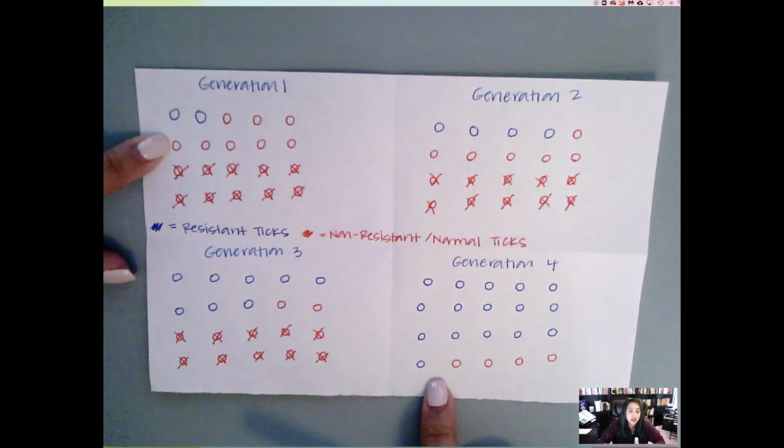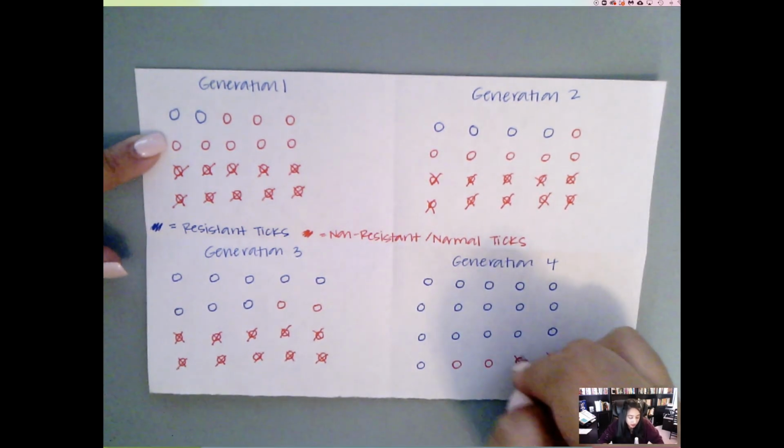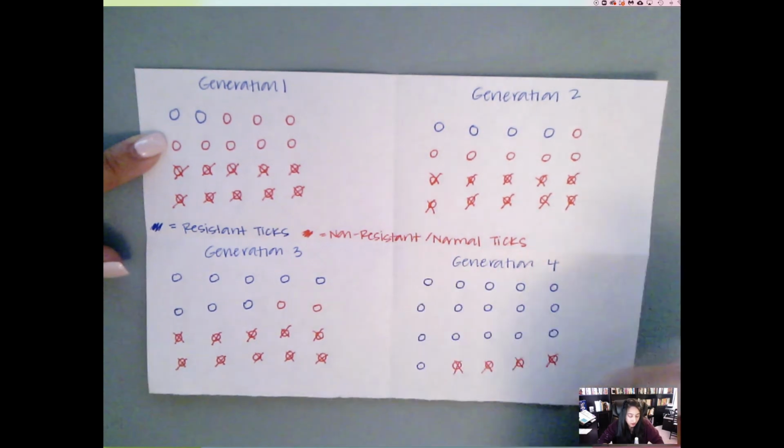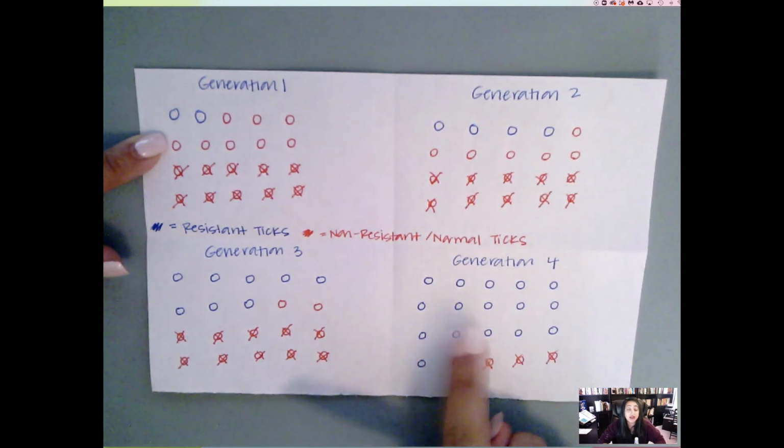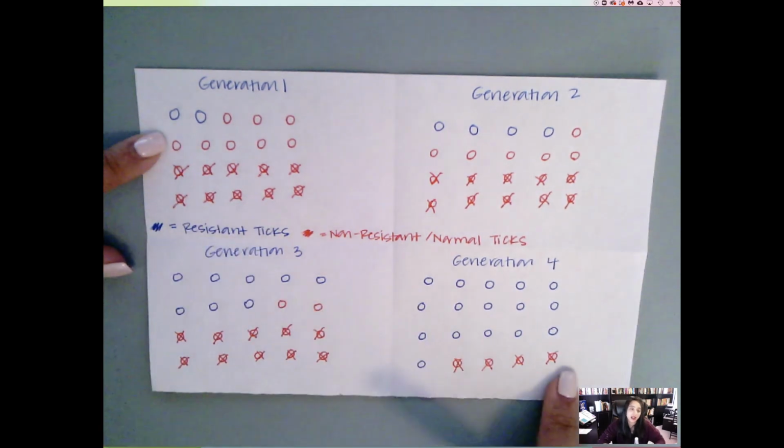If we were to continue this for a 5th generation and the permethrin was to kill off 10 more, we can only kill off 4. So 1, 2, 3, and 4. Then the rest of these resistant ticks would multiply and all of generation 5 would be resistant at that point. So you can kind of see visually what that looks like.